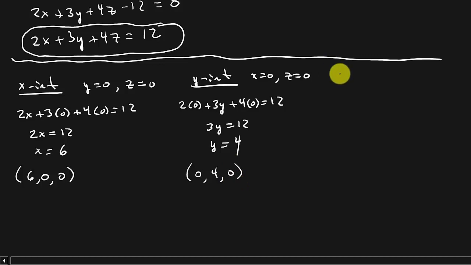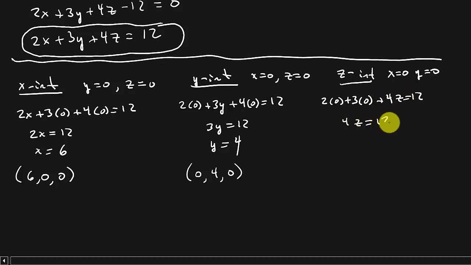And now for the z-intercept, well, it's on the z-axis. So that means x is equal to 0 and y is equal to 0. And so that's going to be 2 times 0 plus 3 times 0 plus 4z equals 12. So 4z equals 12, z equals 3. So that's the point 0, 0, 3.